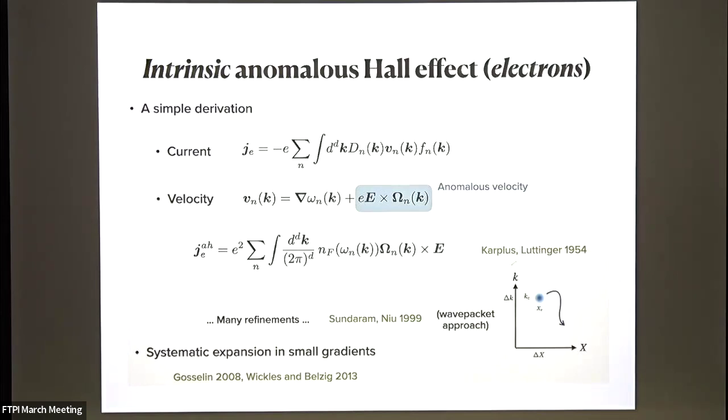So let me remind you how this semi-classical equation from Niu worked. The idea was that you would define a current, which would be the filling factor in band n, and then you would have a velocity, which would be the group velocity, and then it was found that it should be corrected by an anomalous velocity, which includes Berry curvature effects, so the geometry of the bands.